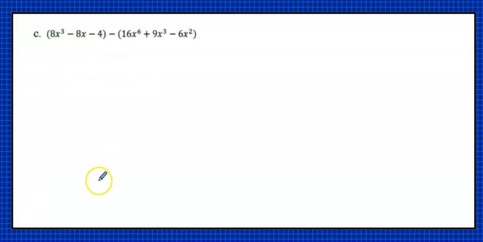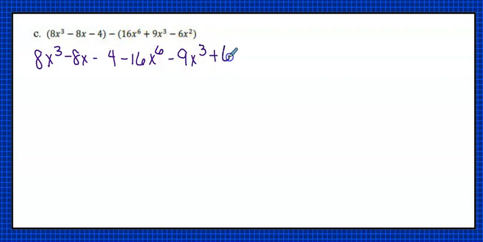Now the next one, this is 1C. I'm going to rewrite this without the parentheses, but I'm going to make sure that I distribute this minus into the second set of parentheses, because this is minus this whole thing. So every one of these things needs to be changed to its opposite. So I'm going to rewrite it. Everything in the first parentheses stays the same, and then the second one changes to the opposite. So you can see I've changed the 16x to the 6 to negative. This changes to negative, and this changes to positive.